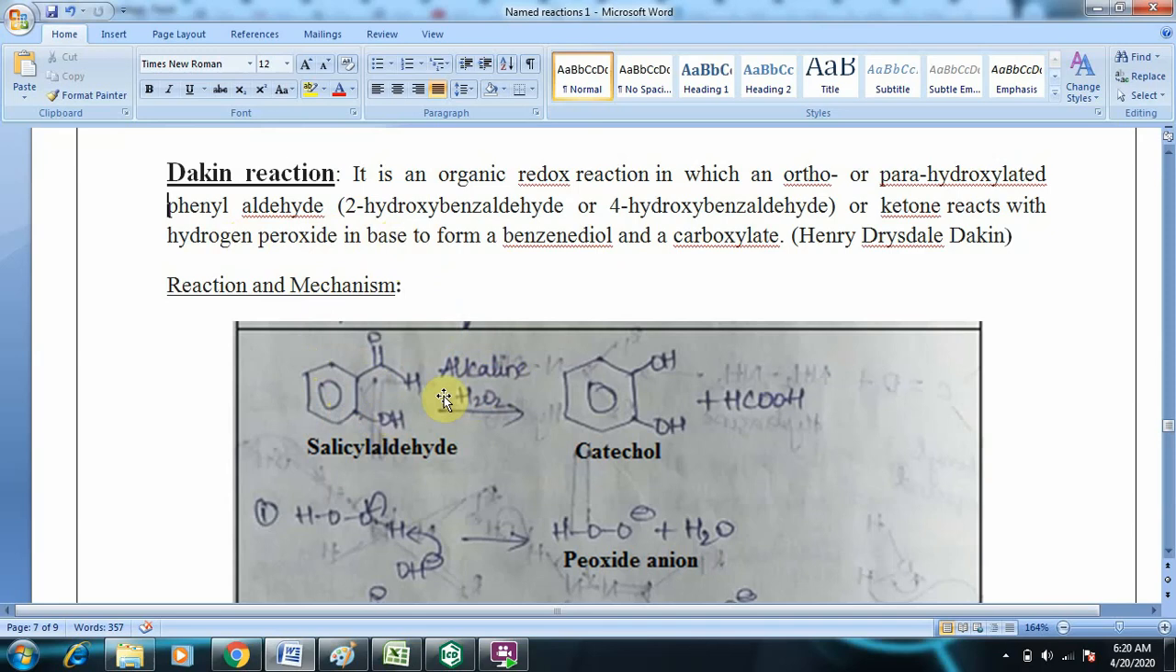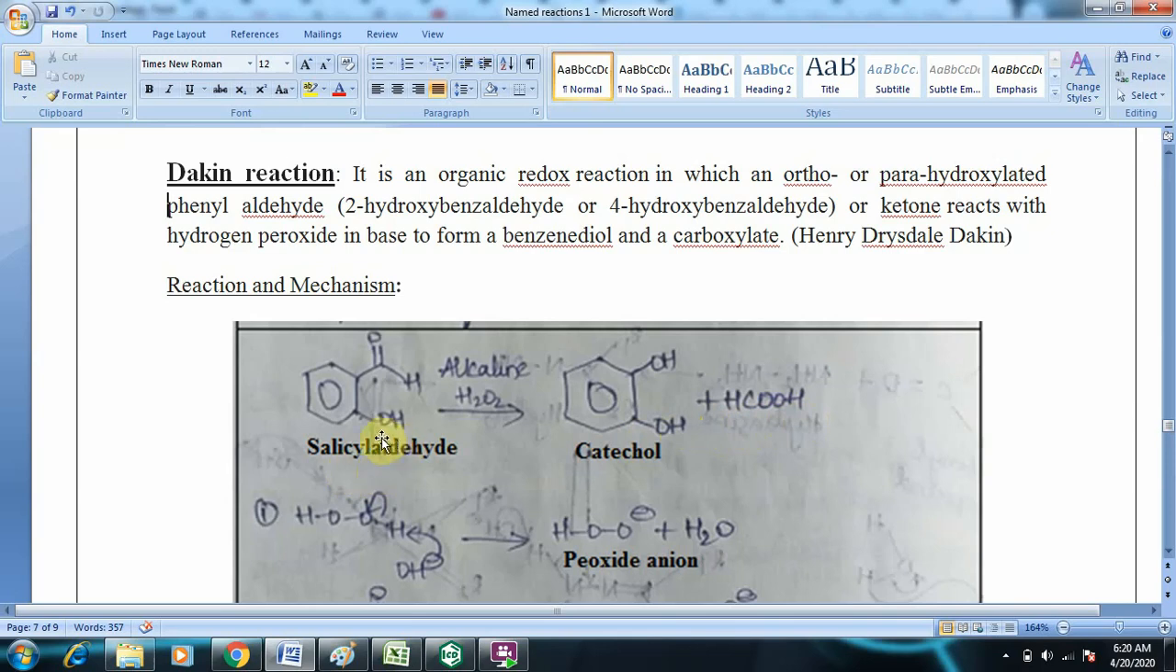So salicylaldehyde in the presence of alkaline hydrogen peroxide, an oxidizing agent, is converted to catechol. Catechol is nothing but benzene 1,2-diol. At the first and second positions you have an OH group on the phenyl ring. You can call it benzene 1,2-diol or catechol, one and the same. And the byproduct is formic acid, HCOOH.